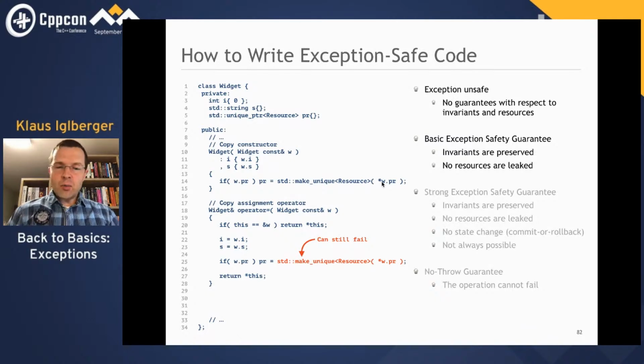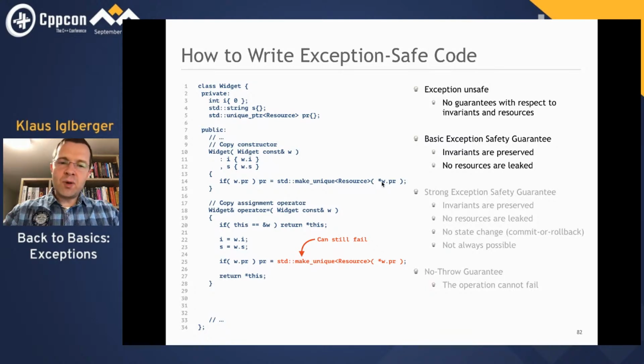Although we are perhaps pretty happy already, we can still try to reason about this one more time. Because whatever happens in make unique might still fail. We still call new inside this function. We still call the constructor of resource. It might throw an exception.